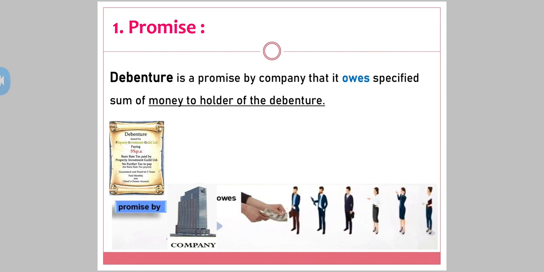So I can say that the piece of paper, that debenture certificate, is nothing but a promise which a company makes to the debenture holder. A promise to repay the money along with the interest, that is, after a specified period of time, which is already mentioned in the debenture certificate. It's a promise. That written document is a promise.